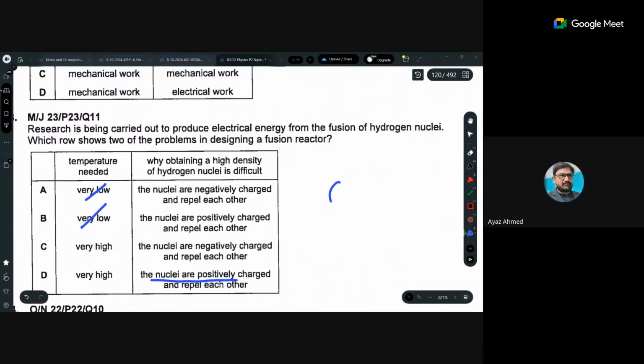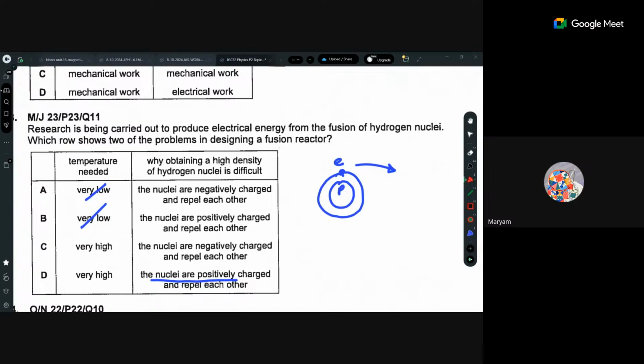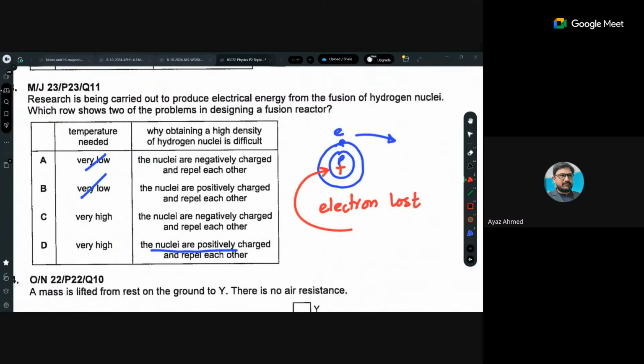Actually, when temperature increases, the electrons in the shells of the hydrogen escape. As a result, only protons are there. When an electron is lost, you will study this further ahead, the remaining part has a positive charge, and that positive charge is basically what? Protons. Ion, proton.